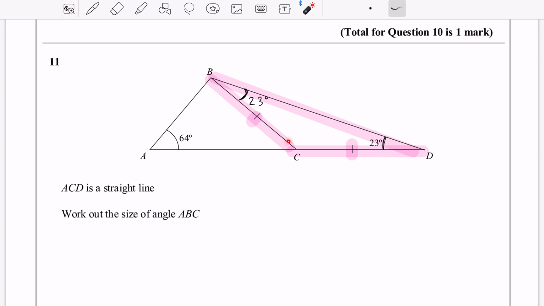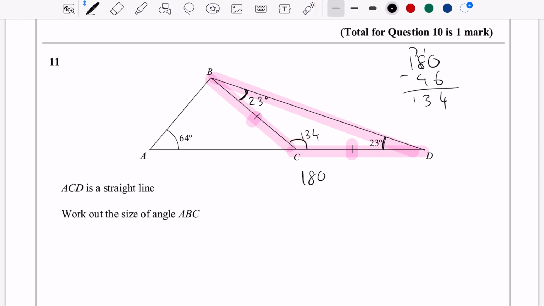But anyway, take those 2 away from 180. So 23 times 2 is 46. So 180 minus 46 is 134. Now I know how many degrees are on a straight line. It's 180. So I need to do 180 minus 134. So this is 46. And then we're looking for ABC.